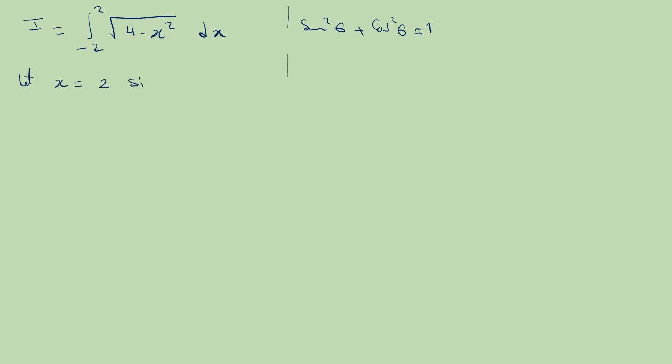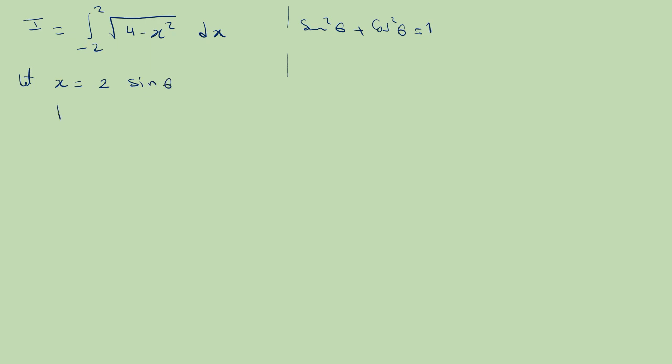Okay. We have another method for getting the value of this integration, where our integration is the integral from negative 2 to 2 of square root 4 minus x squared dx. We can use trigonometric substitution. We know the identity sine squared theta plus cosine squared theta is equal to 1, the Pythagorean identity. Here we can put let x is equal to 2 sine theta.